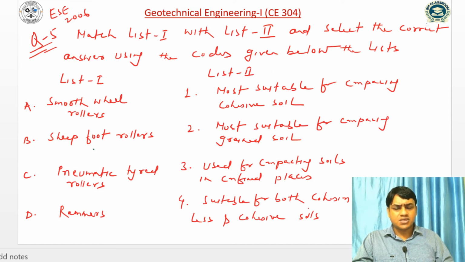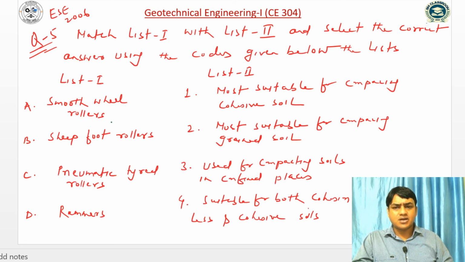In list 1, the various equipment used in the field to compact the soil, and in list 2, the suitability of the soil. These are the smooth wheel roller, sheep's foot roller, pneumatic tyred roller, and rammers. As I already discussed, a rammer or tamper is generally used for confined places. So this will be D, and for D the correct answer is 3.